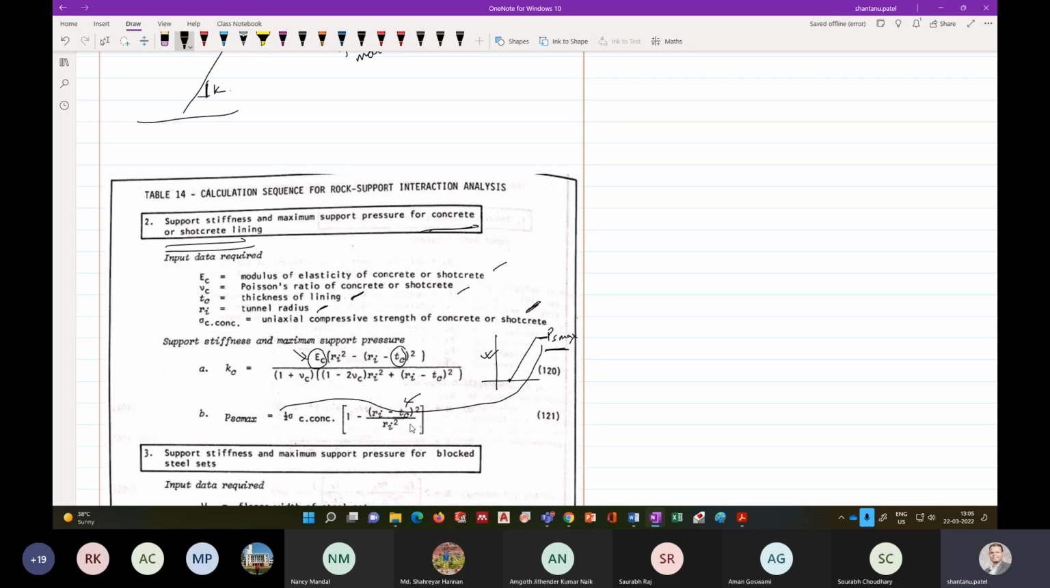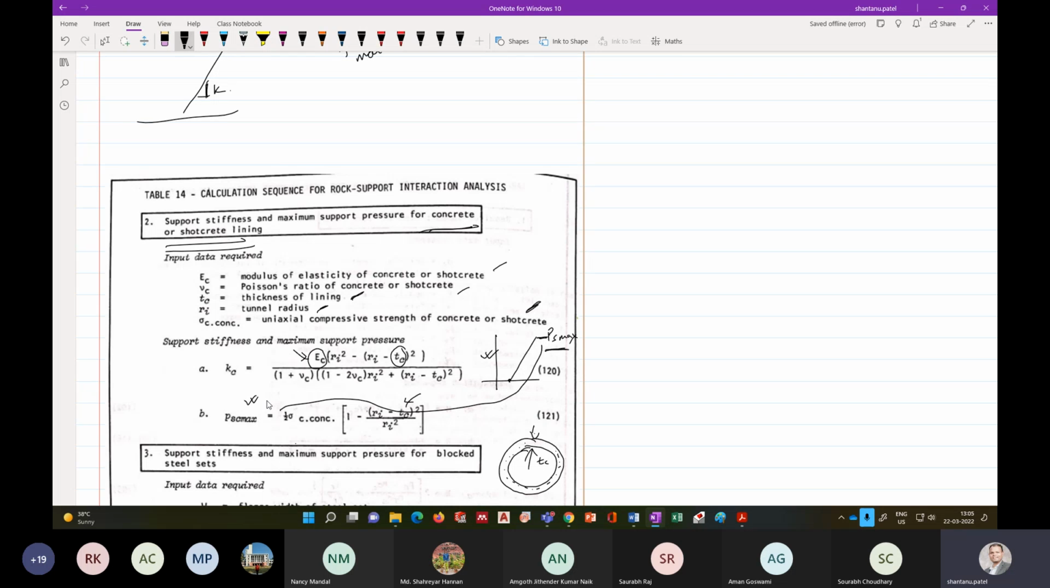Okay. So if you increase the value of TC, what is this TC? TC is the shotcrete thickness. So this is a tunnel boundary, and this is the shotcrete or concrete lining that you are providing. So this is your TC, thickness of shotcrete or concrete. Okay, so if you increase this TC, this PS maximum will increase.